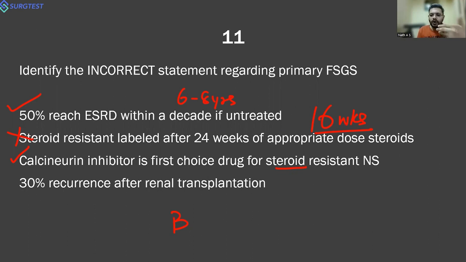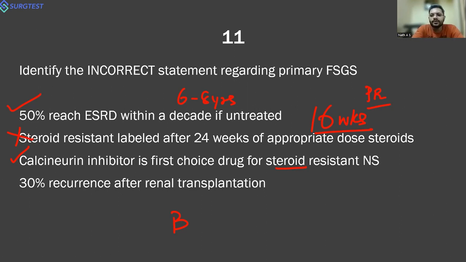And if he's not remitting with that, you accept even partial remission. In pediatrics, we discussed that you want complete remission. There should be zero protein in the urine. You don't want any protein. But here, partial remission is okay. Your albumin should have normalized and your protein should have fallen 50% of baseline to a non-nephrotic range. So calcineurin inhibitor is the first choice in steroid resistant FSGS.